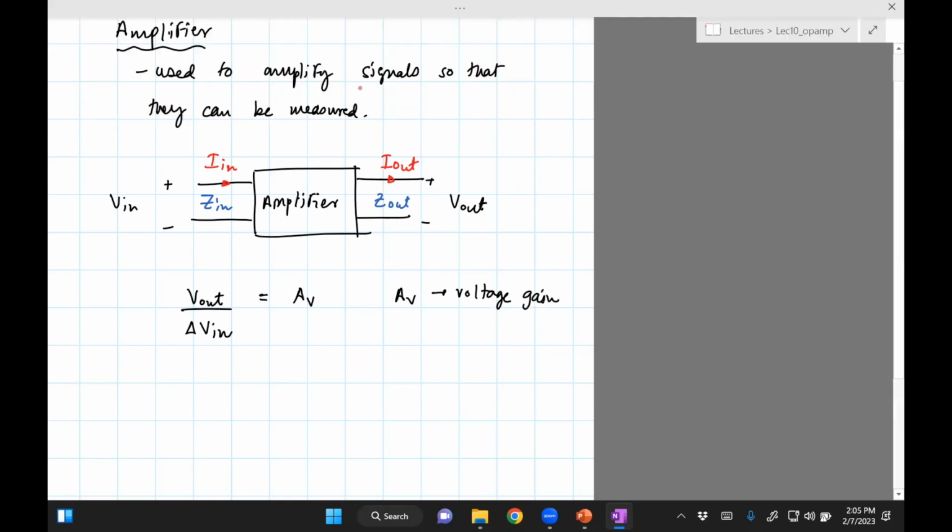And obviously, because you want V out to be many magnitudes greater than V in, you want AV to be big, right? So think of delta V in the order of microvolts, and you want V out to be in volts. In that case, AV would be something like 10⁶.